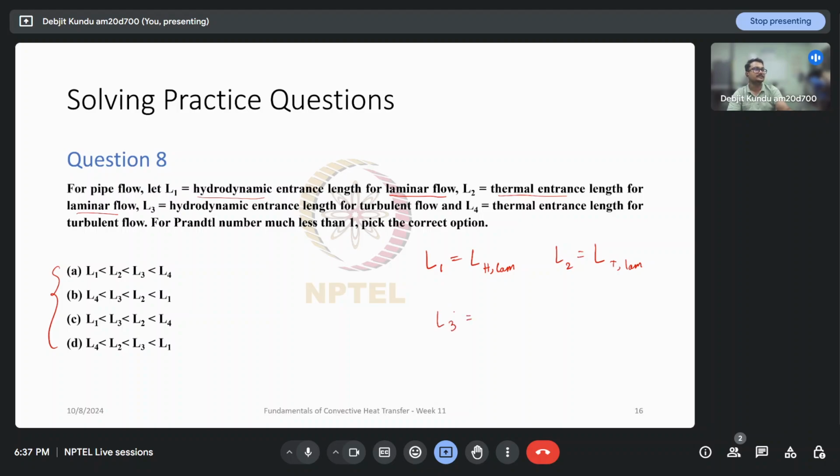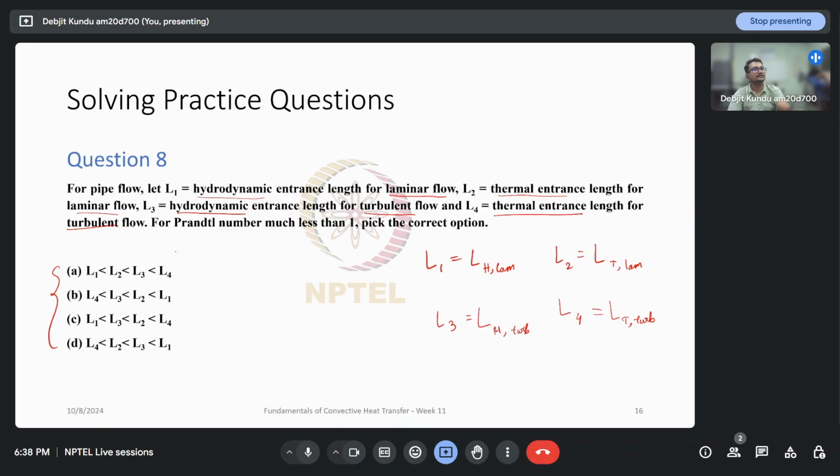L3 is the hydrodynamic entrance length, so L_H for turbulent flow, which I'll write as turb here. And similarly, L4 is the thermal entrance length for turbulent flow. So this is L_T turb.